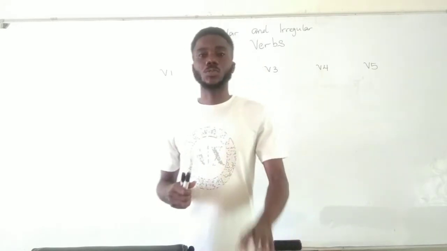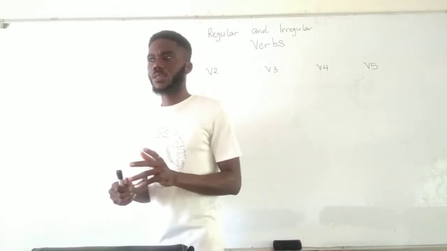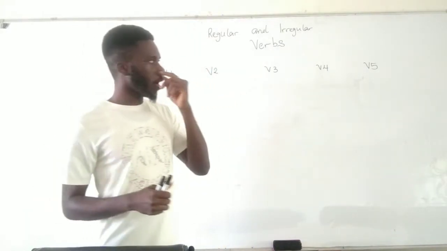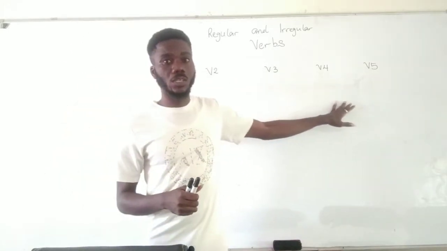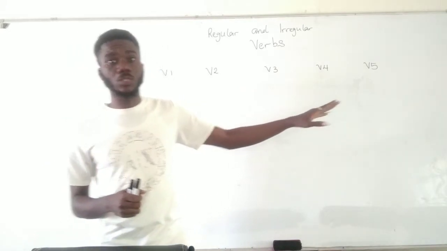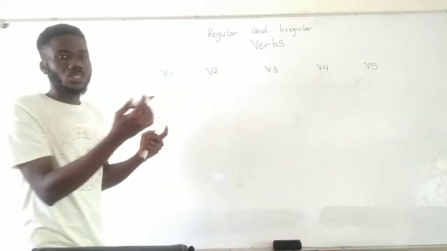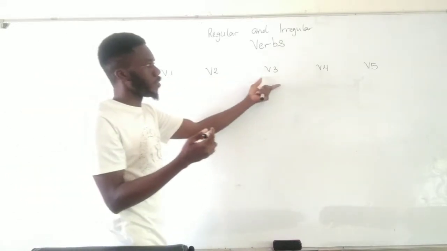Okay, now about regular and irregular verbs. Let us make use of what we have on the board. I am going to be presenting some words under this. These are forms in which words, verbs, are expected to appear. There is something about V1. Just try to follow me. There is something about V1, V2, V3, V4, V5.